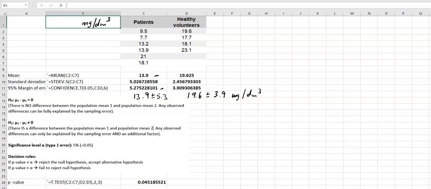Okay, so the question now is, are these two means different from each other? And of course we would say, yes, of course they are different from each other. But are they really different? Are they enough different from each other so that we can say, yes, they are different? So let me explain the conundrum that we have.